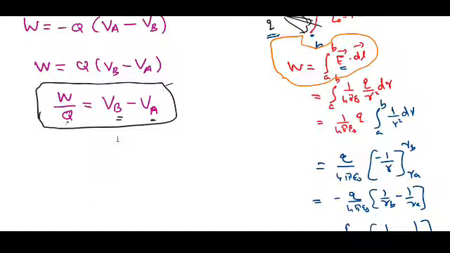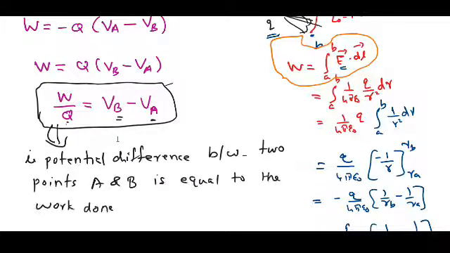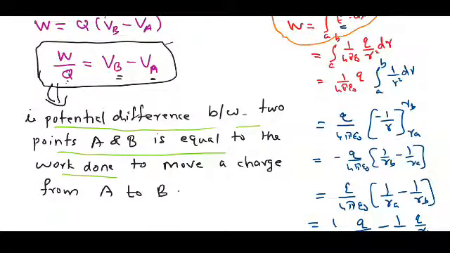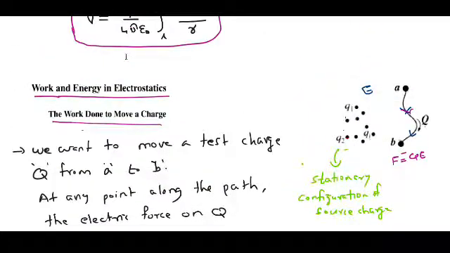Let me note this down. The potential difference between 2 points is defined as the work done to move a test charge from the point A to B. If you come back to the picture, if you do this work on this Q charge and bring the charge from A to B, after reaching the point B, this work will be stored as energy in this charge system.